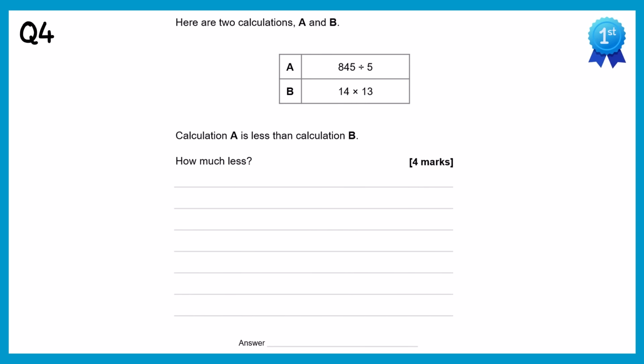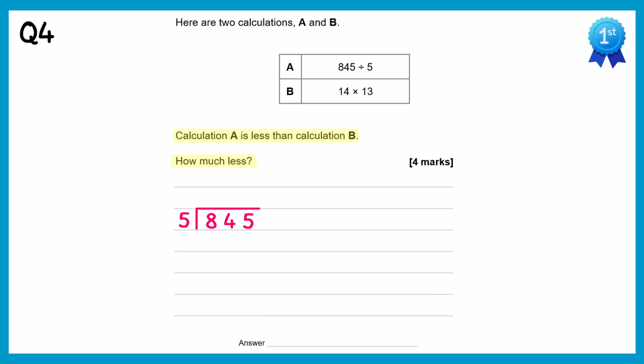In this question, we have 2 calculations, and we've been told that calculation A is less than calculation B, and we need to work out how much less. So let's work out the 2 calculations first. We'll start with calculation A, 845 divided by 5, and we'll do that using a bus stop like this.